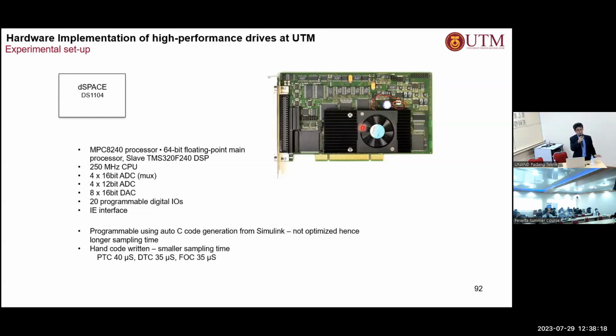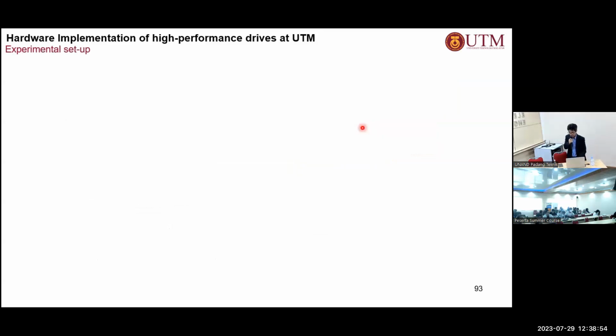You can program in 2 ways. You can use automatic C code generation from Simulink, which is unfortunately not fast enough for our applications, because it is not optimized. So the option is to directly program the dSPACE using C code. That is what we do in the lab. For example, if you implement DTC using Simulink, the lowest sampling time you can go is around 50 microseconds, which produces a very large ripple. And if you use hand-written C code, you can reduce that to 35 microseconds, which is a significant difference.